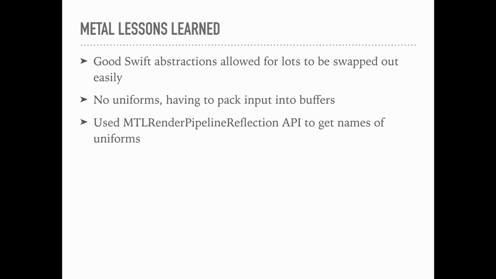One of the things included in Metal is this Metal render pipeline reflection API that you can use to get the name of the uniforms, but again, this isn't something a lot of people need to use unless you're building your own game engine. I'm not saying to not build your own game engine, but I've been told that it's not a good idea.